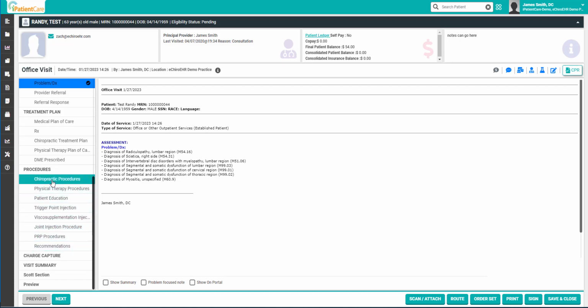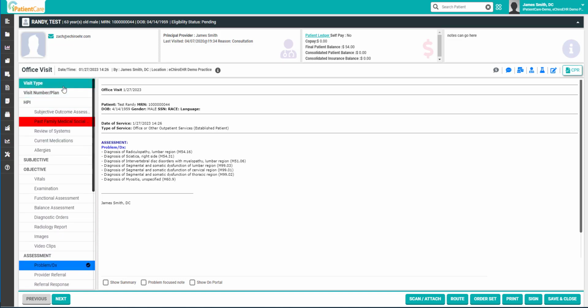It is automatically baked into the documentation of these procedures and will drop in, and then you simply link the diagnosis codes to the CPT code and then are able to move that on, sign the note, and it moves into the billing section and creates a claim. And so that's just a general overview of the note.